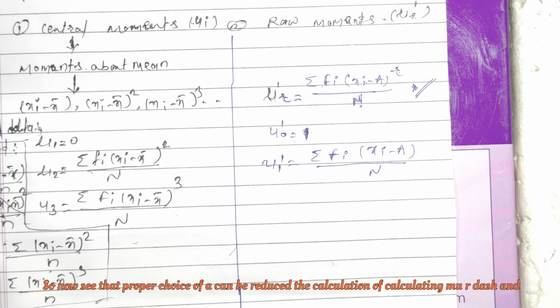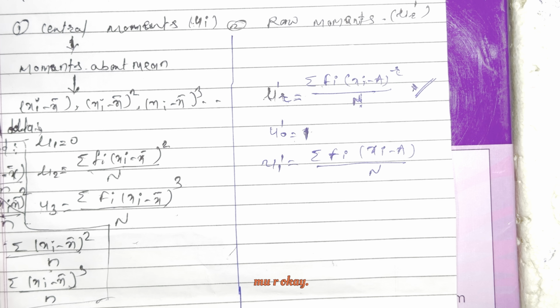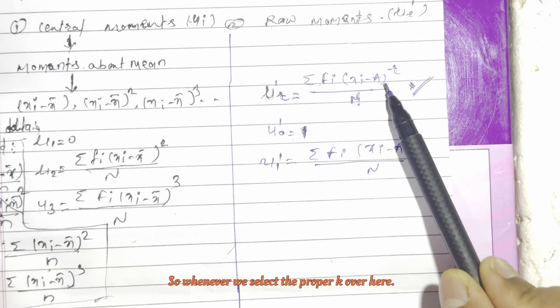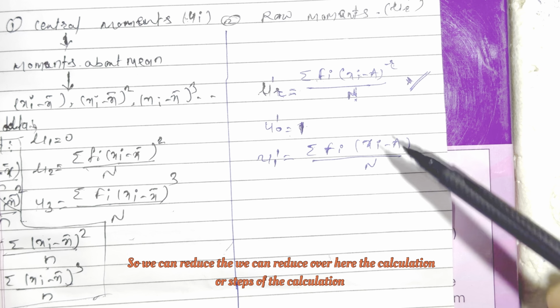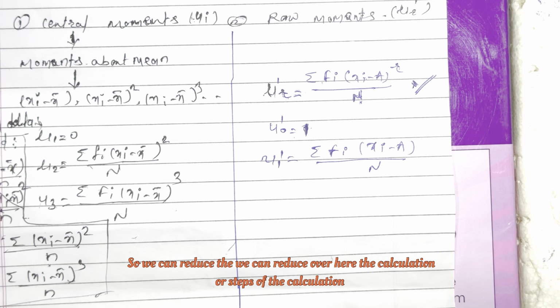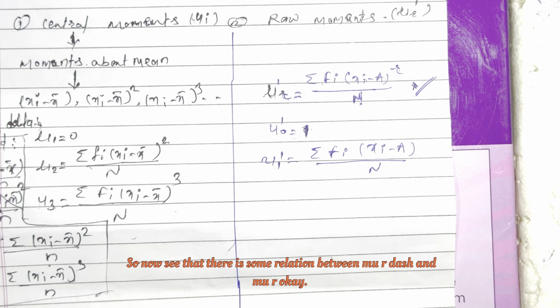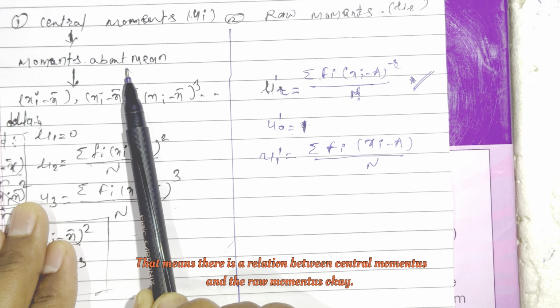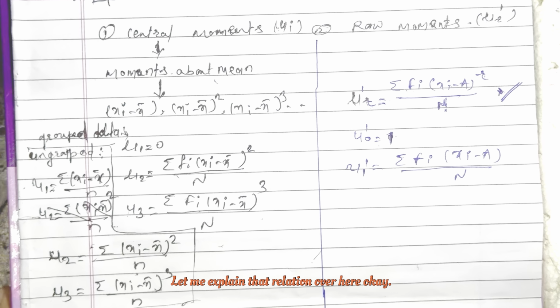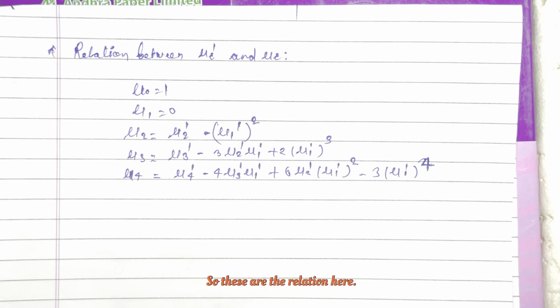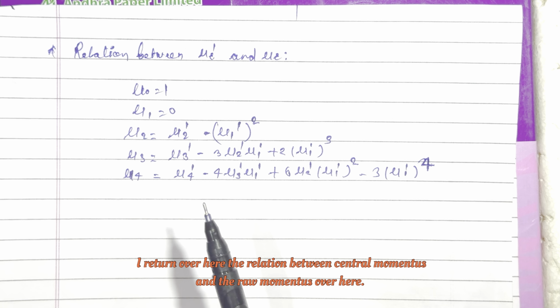Now, a proper choice of A can reduce the calculation of mu r dash and mu r. Whenever we select a proper A, we can reduce the steps of the calculation. There is also a relation between mu r dash and mu r, that is, between central moments and raw moments. Let me explain that relation. I have written here the relation between central moments and raw moments.